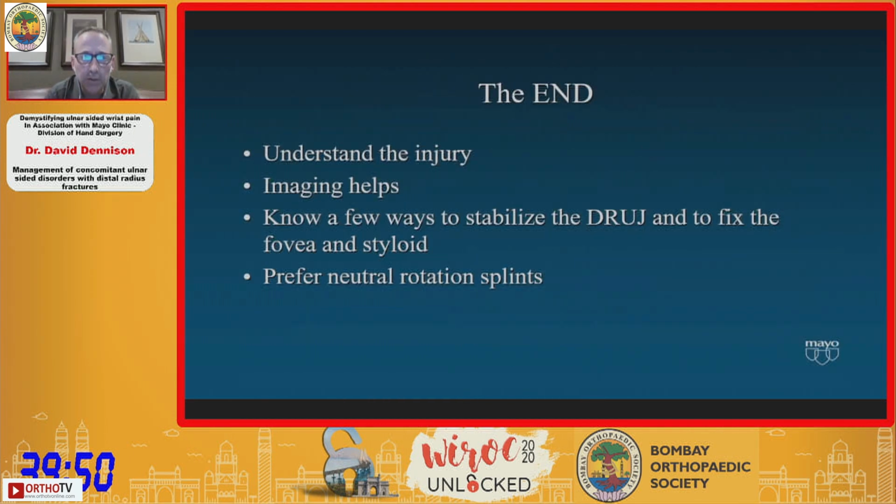So in my few minutes here, I would say make sure you understand the injury from the instability, and imaging can help. There are a few ways to stabilize the DRUJ, whether it's pin, X-fix, or our preference is probably to open it and fix it. And then we prefer neutral rotation splints to try to avoid pronation or supination contractures. Thanks very much.